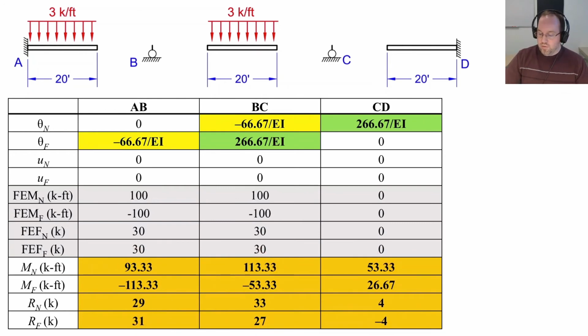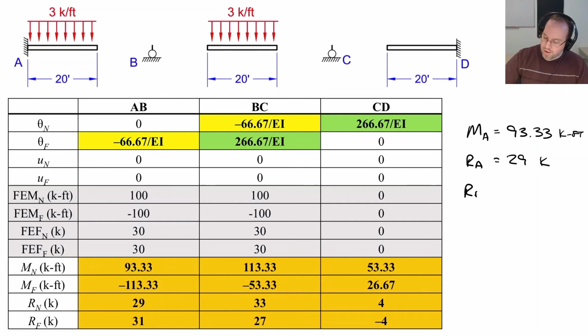Now, if we want to look at our reactions, let's say we want to look at the moment at A, that's just the near moment for AB. So that reaction moment is 93.33 kip feet. And if I want to look at my reaction at A, that is just the near force located at A. So that is equal to 29 kips.